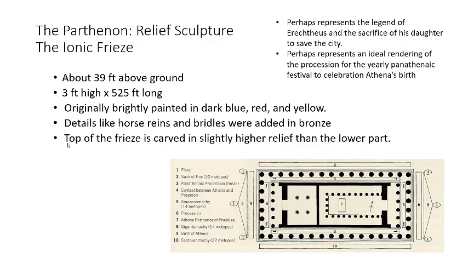Lots to look at. Originally, all of this, as I showed you in the reconstruction, was brightly painted in dark blues and reds and yellows. Details like horses' reins and bridles were added with metalwork and bronze, so they were really shiny. The top of the frieze is carved in slightly higher relief, meaning the cuts are deeper than the lower part, to help you see them from the ground.